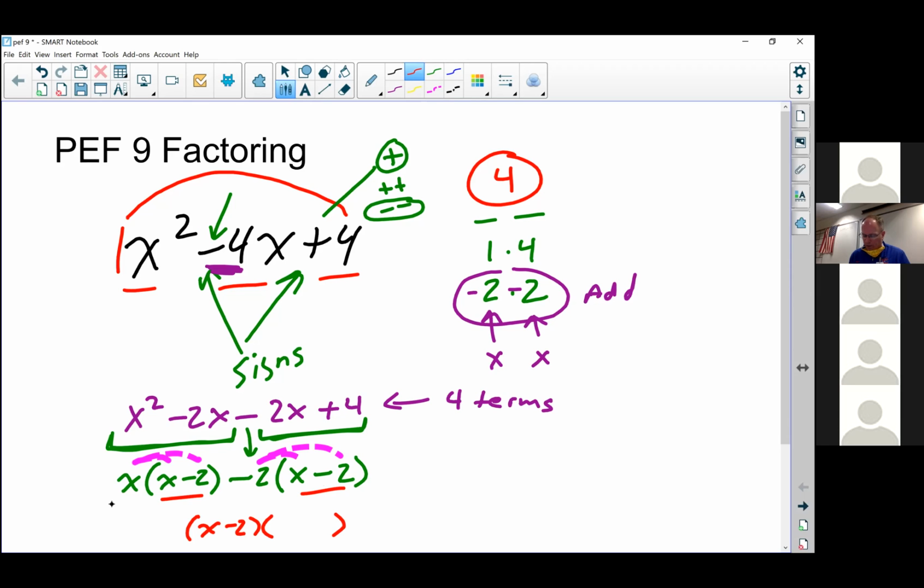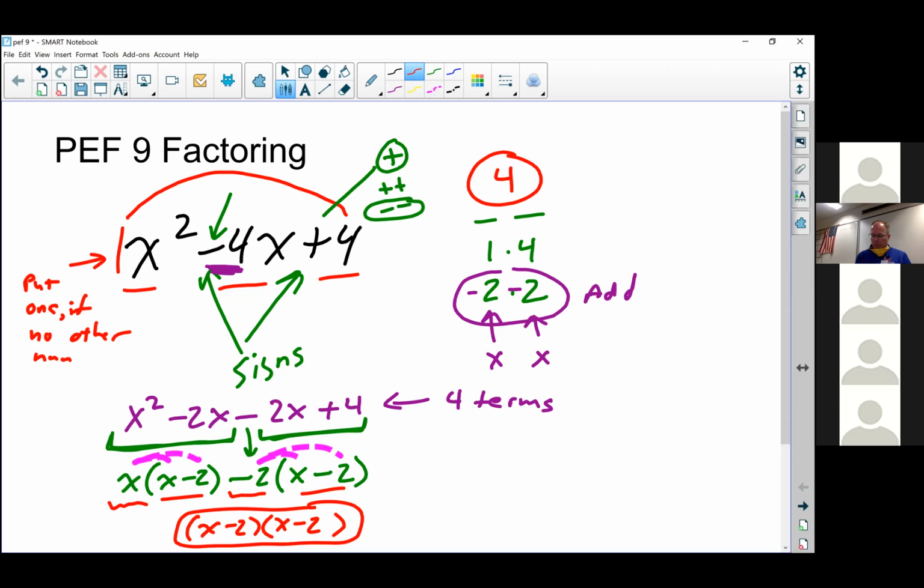And then my other set of parentheses is whatever I have left, including the signs. So this, if I were to double distribute or FOIL it back together, would give me x squared minus 4x plus 4. So things that you need to realize, you need to make sure you put a 1 there if no other numbers there. You have to realize you multiply the last and the first together. Okay. And that's kind of how we go about it.